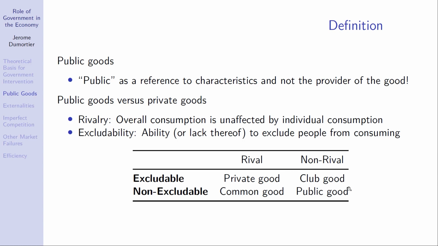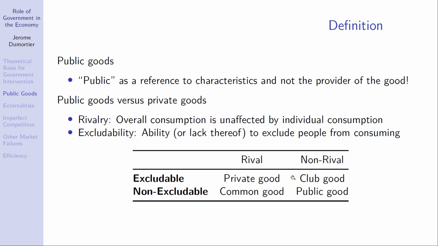We also then have club goods, in the sense that you can exclude people from consuming the good. But once people are within a club, if you will, the consumption is non-rival. You can think about, for example, a golf club or a swim club. Once you are in the swimming pool, you can exclude people from getting into the pool, but your consumption of the water in the swimming pool does not affect the consumption of others.